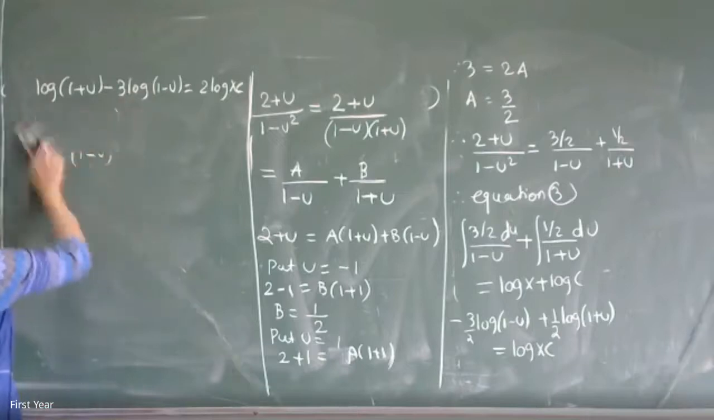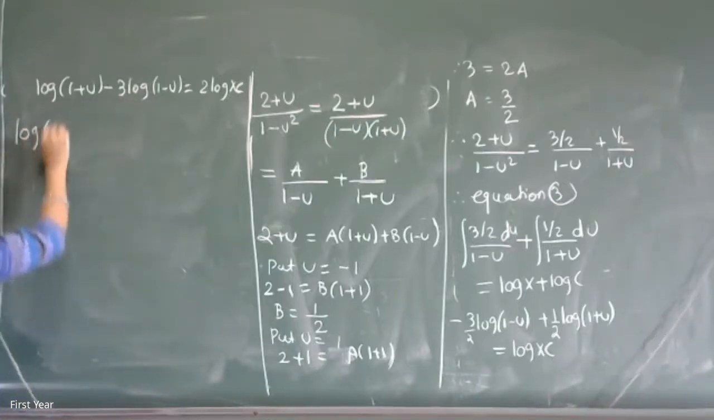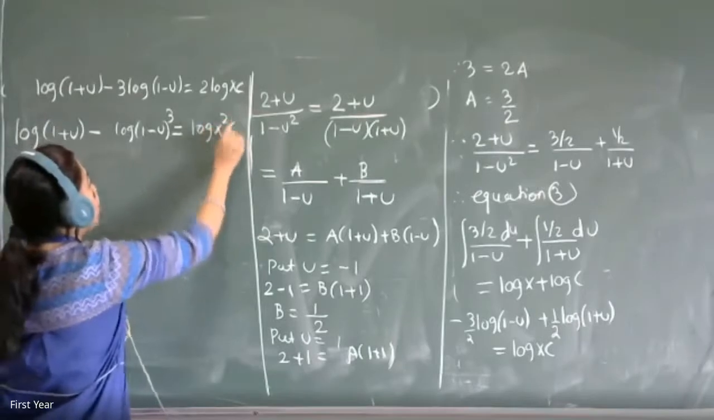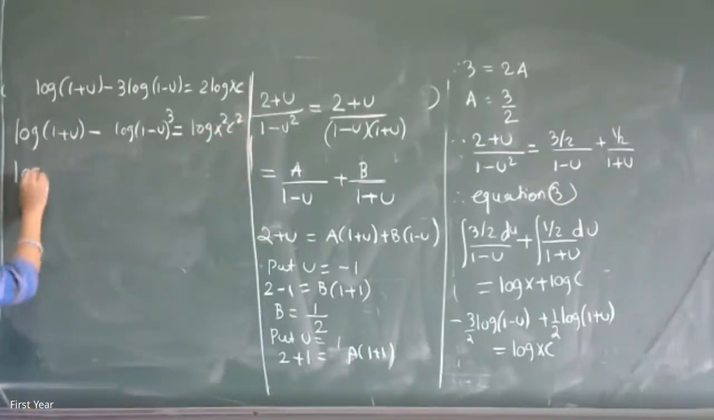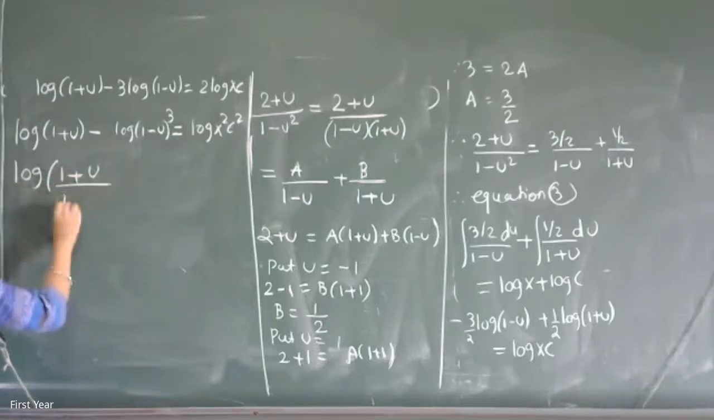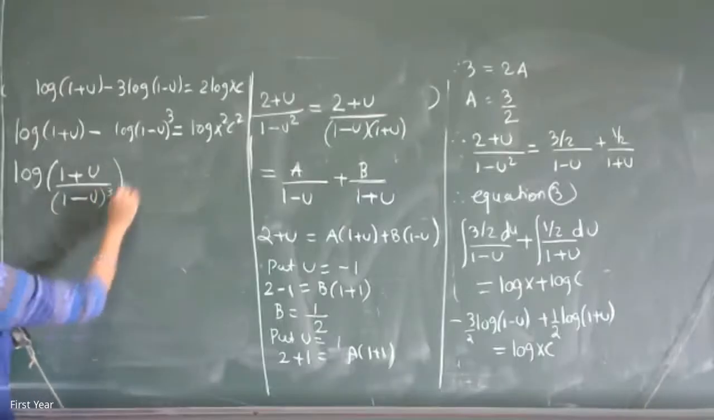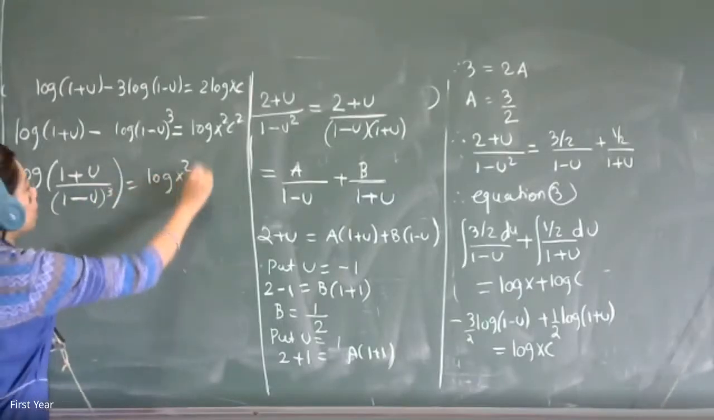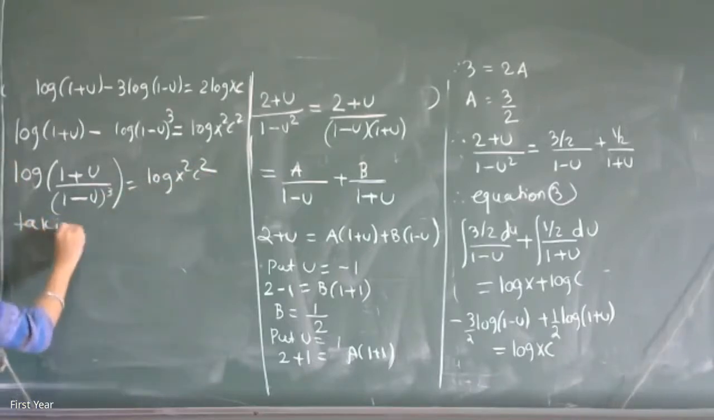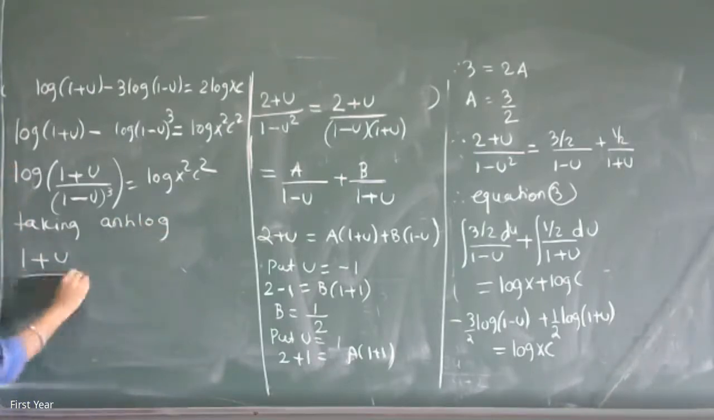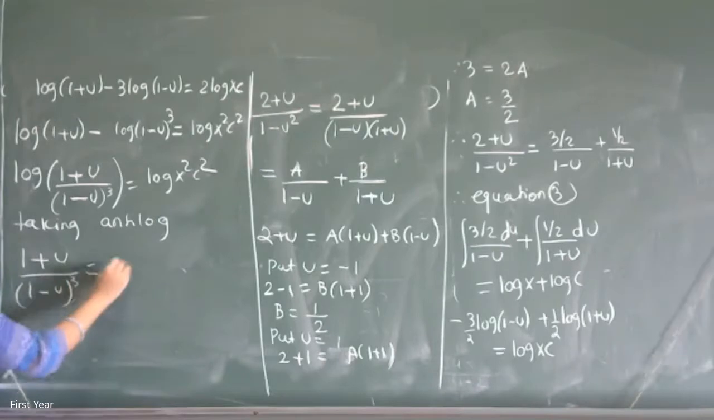So 3 is gone on top. Or if you want, I'll still write that equation. So log of 1 plus u minus log of 1 minus u the whole cube is equal to log of x square c square. So log a minus log b is log a by b. So log of 1 plus u upon 1 minus u the whole cube is equal to log of x square c square. Now taking anti-log, 1 plus u upon 1 minus u the whole cube is equal to x square c1. C square can be written as c1.